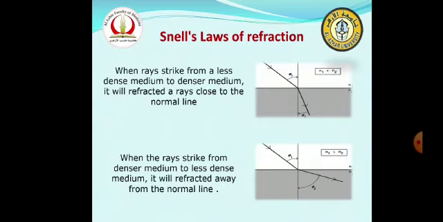This picture shows, first, when rays strike from a less dense medium to a denser medium, it will refract the rays close to the normal line, which is the perpendicular line. While in the second picture, when the rays strike from a denser medium to a less dense medium, it will refract them away from the normal line.